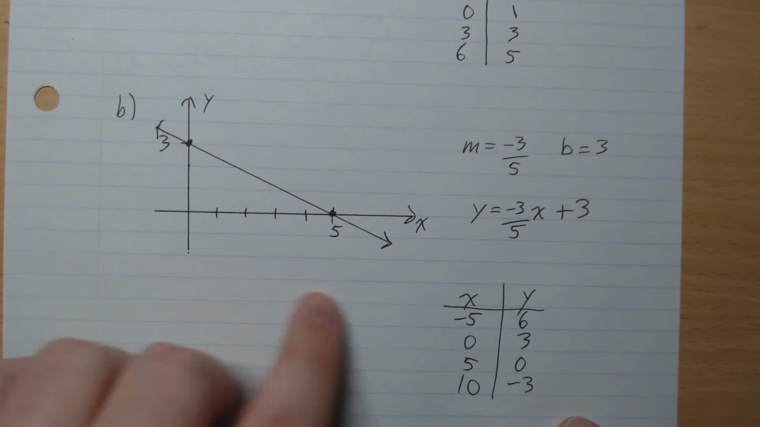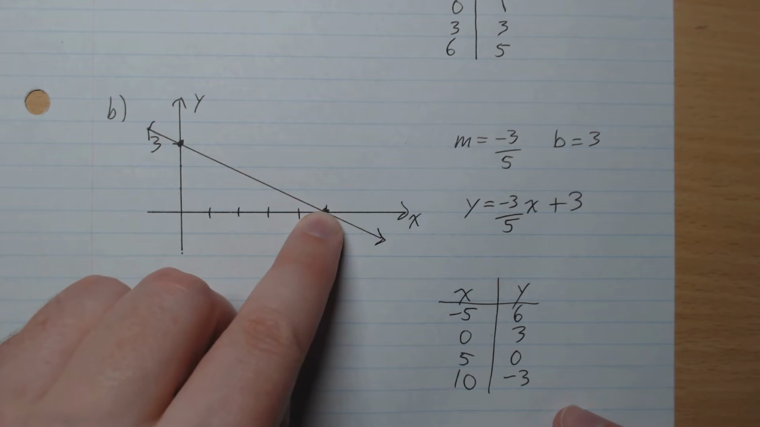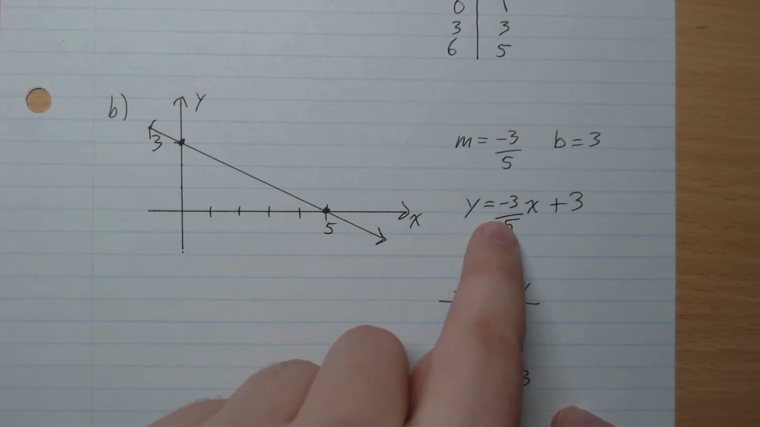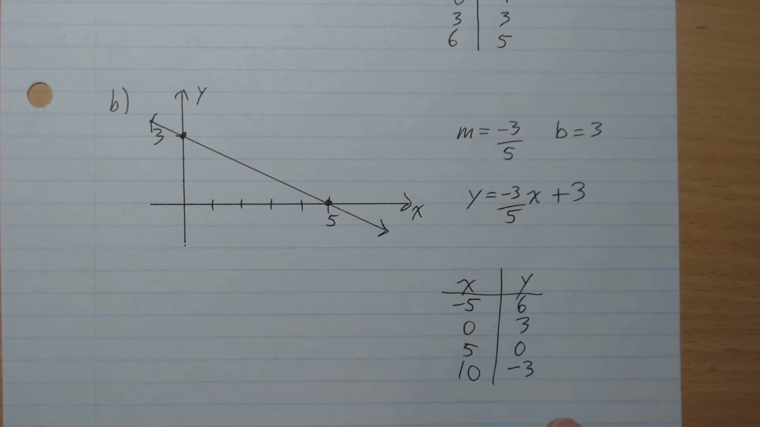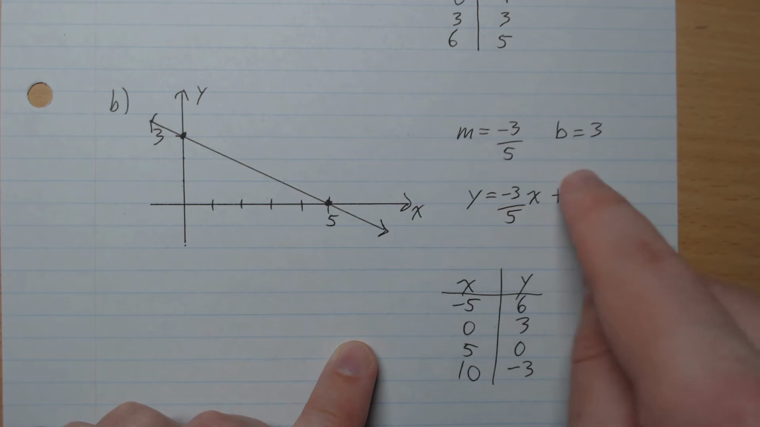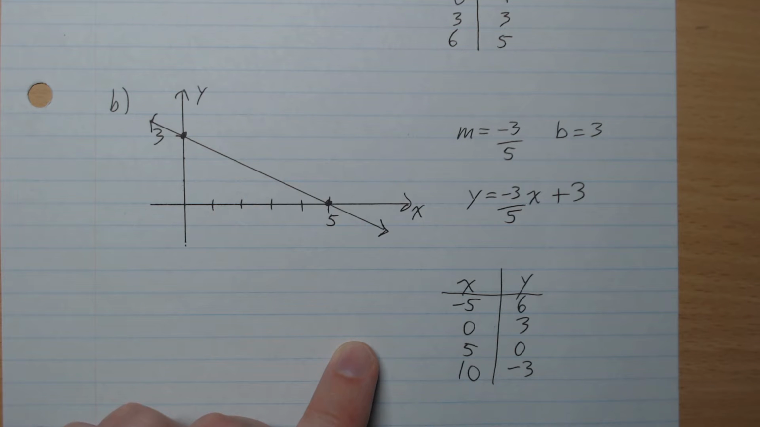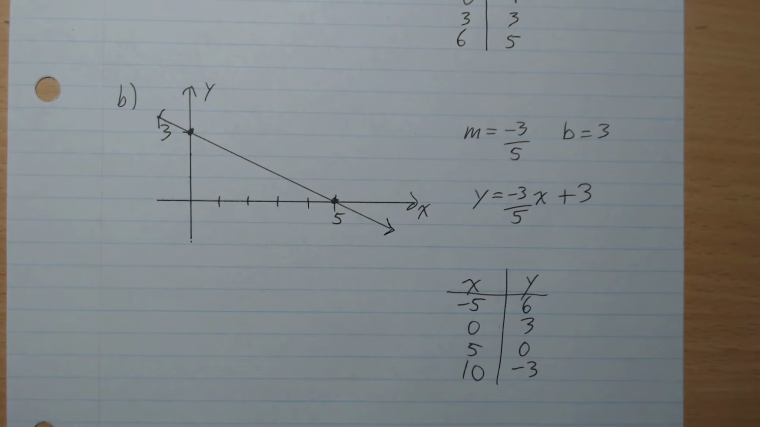B. Here is our graph. We notice that we're going down by 3, over by 5, so that's our slope. The y-intercept is at 3, and so here is the equation of our function. For our table values, you want to start at -5 because 5 over 5 keeps the answer an integer. So plug in -5 and we get 6. And then you could just continue like this, up by 5, down by 3, up by 5, down by 3.